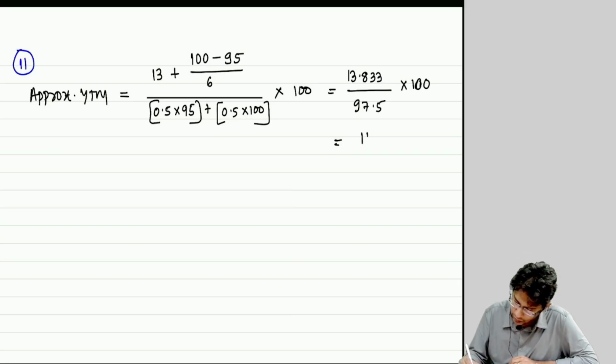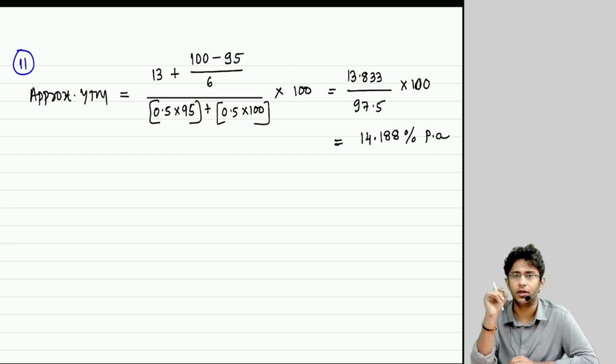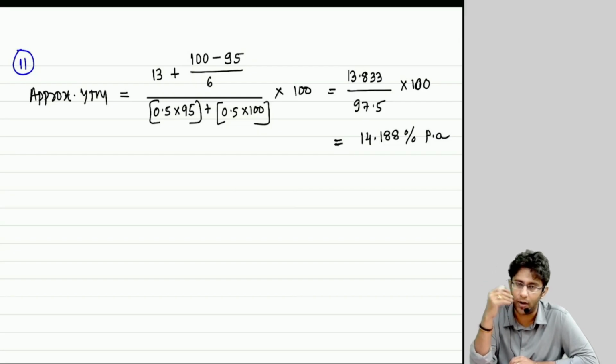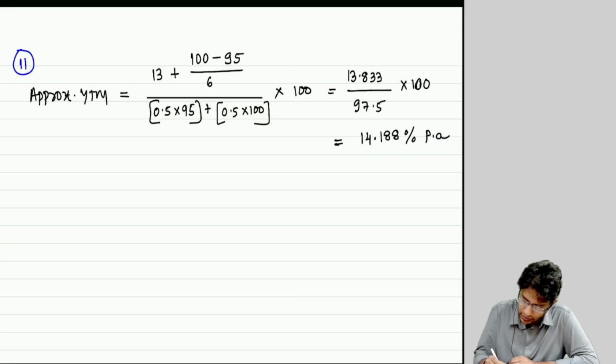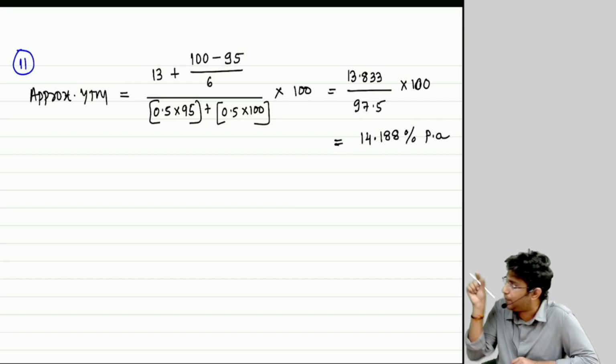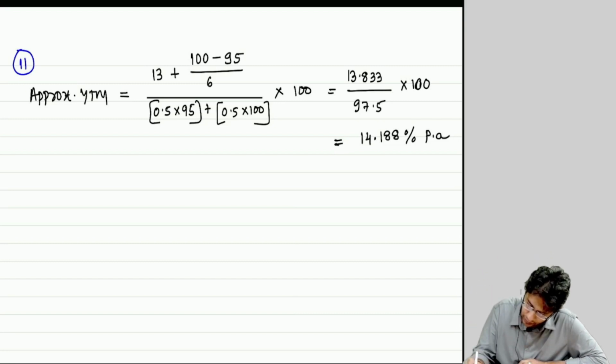How much are you having? 14.188, that is 14.19%. Sir, is this per annum, or for the entire 6 years? How do you know it's per annum? Because in the numerator we took the return of only 1 year. Earlier, when we did holding period return, we took the returns of the entire 3 years. Therefore, it's a cumulative return. This is per annum return. Okay, so this is the first formula.